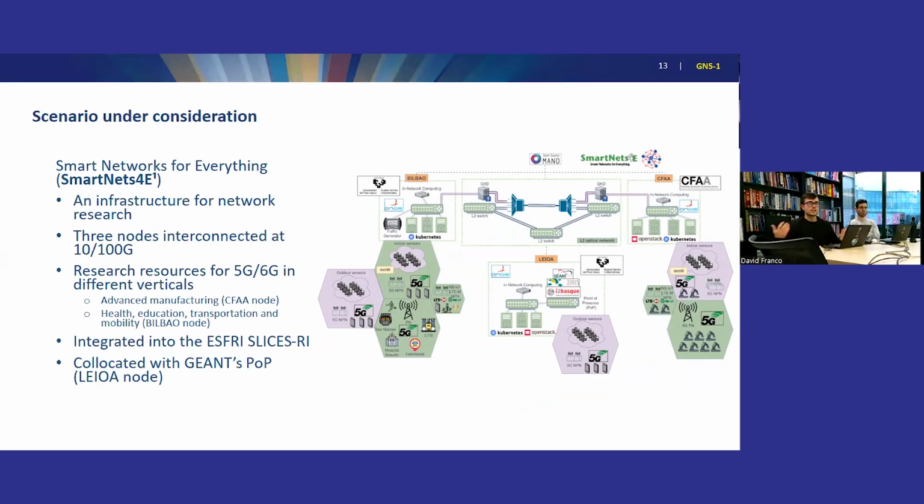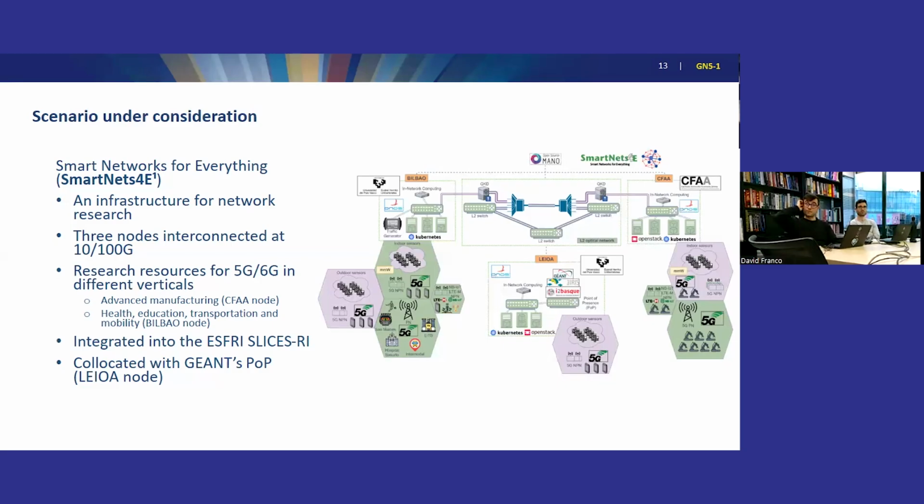It is a large network that interconnects 3 distant sites at 10 or 100 gigs, depending on the exact link. The 3 sites are the Engineering Faculty in Bilbao, the main campus of the University of the Basque Country, in Leioa, about 15 kilometers away, and the Advanced Aeronautics Manufacturing Center, the CFAA, which is about 22 kilometers away from Bilbao.